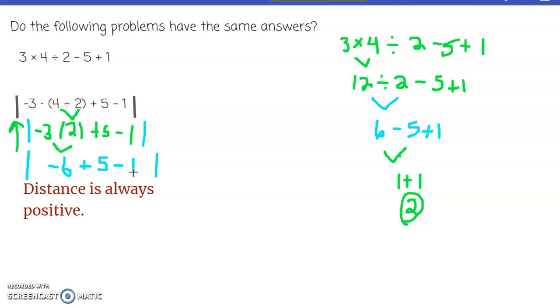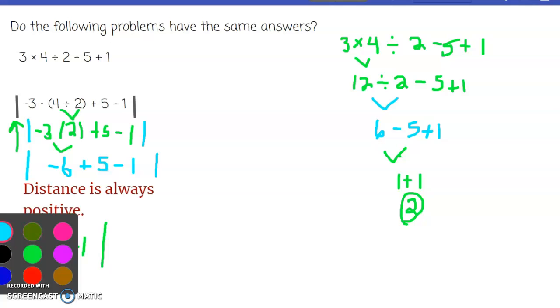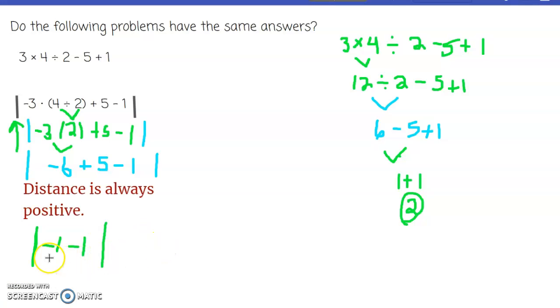Now, because I only have addition and subtraction, I just work left to right. So I'm going to write below here. Negative 6 plus 5 is a negative 1 because I have more negatives than positives, one more negative than positives. Minus 1. I'm going to bring down that other absolute value bar. Now, negative 1 minus 1. Remember, both of them are negatives. I have one bad guy here, one bad guy here, which means I have a total of 2 bad guys.